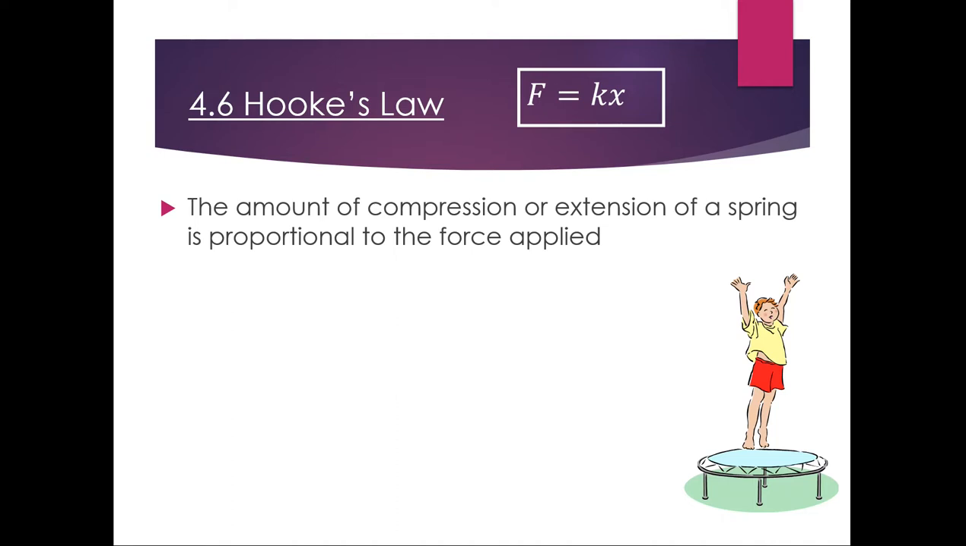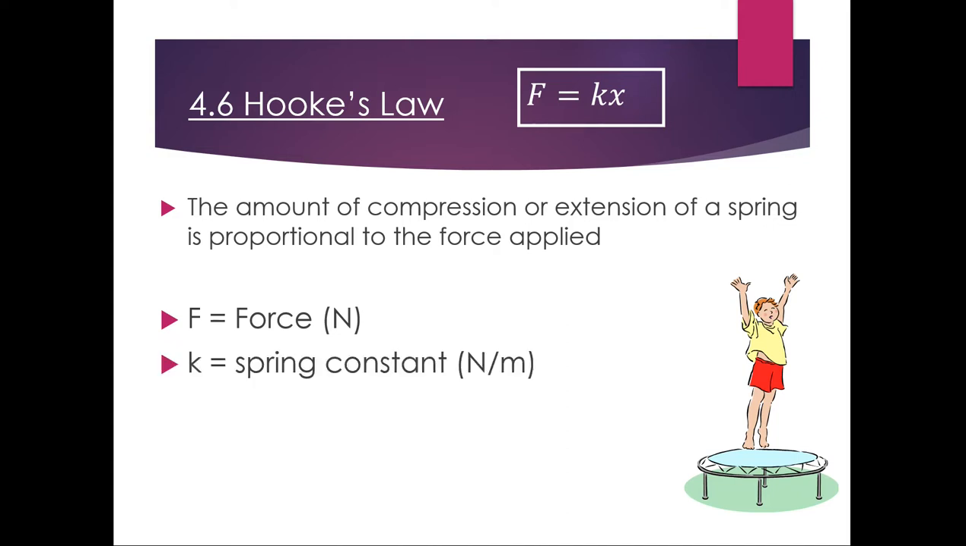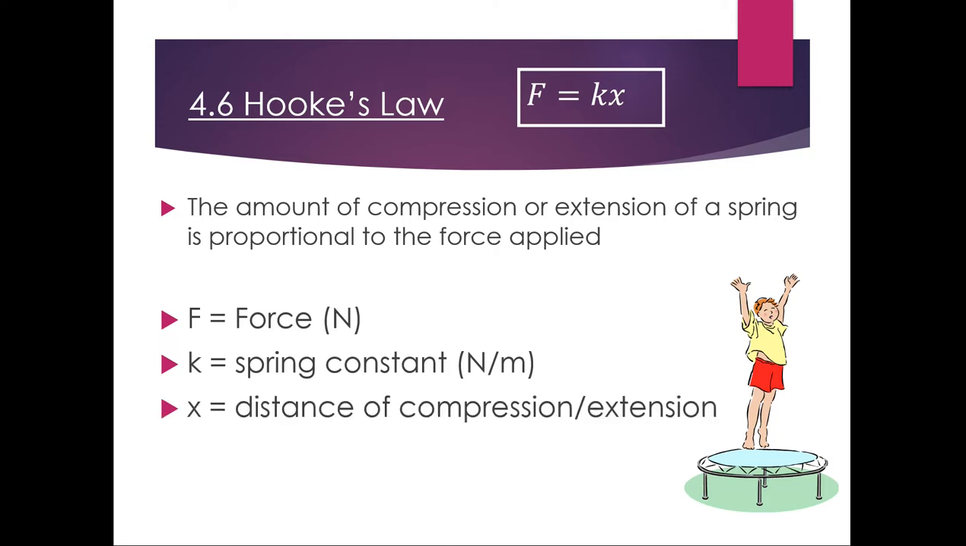Hooke's law talks about the amount of compression or extension of a spring being proportional to the force applied to it. So in the equation, F stands for force, measured in newtons. k stands for the spring constant, which is measured in newtons per meter. So you can think of that as kind of like your coefficient of friction. It's a standard number for the spring that you sometimes may be given and sometimes need to calculate. And x is the distance that the spring is either compressed or stretched.